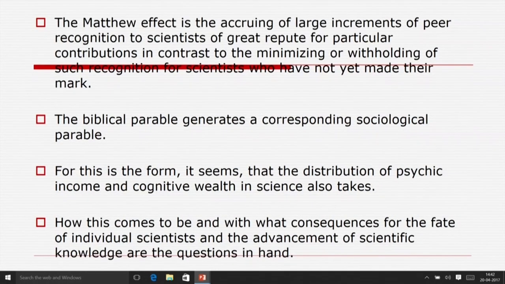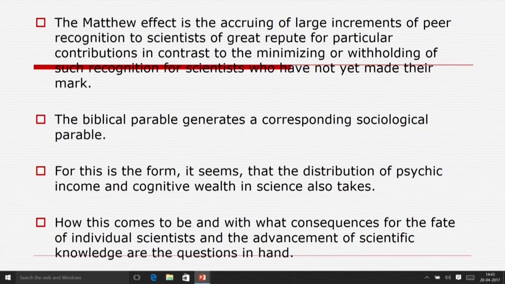And the Matthew effect is the accruing of large increments of peer recognition to scientists of great repute for particular contributions, in contrast to the minimizing or withholding of such recognition for scientists who have not yet made their mark. The biblical parable generates a corresponding sociological parable. That is what I said, we must make a shift from such a biblical or spiritual account to a more sociological account, to a more scientific account, to a more secular account, to posit such inequalities in science.